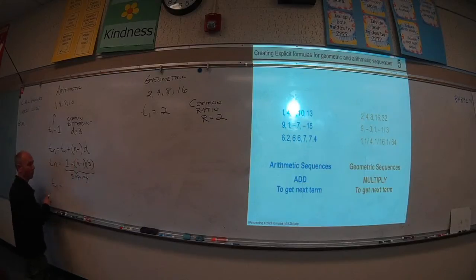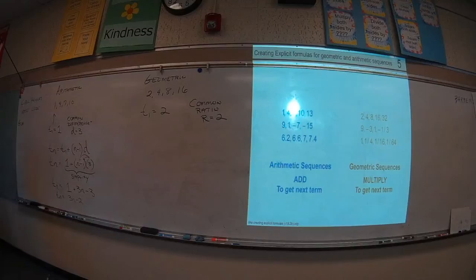I can distribute the 3. Greenlee, can you distribute for me? 3n minus 3. Which is going to become 3n minus 2 after the 1 and the negative 3 combine.